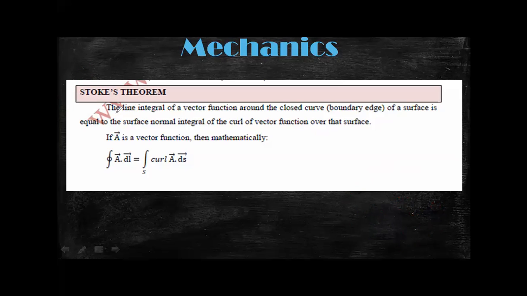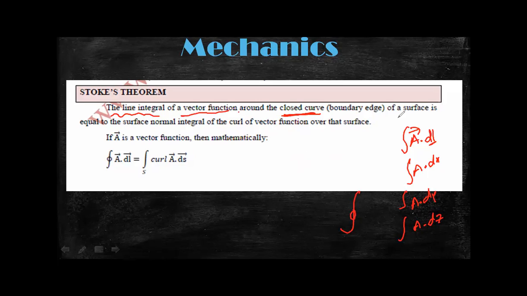Now, according to Stokes' theorem, the line integral of a vector function, here A is the vector function. Line integral means a single integral, like A dot dx, or dy, or dz. These are all called line integrals. The line integral of a vector function around a closed curve of a surface is equal to the surface integral of the curl of the vector function over that surface. This is called Stokes' theorem.